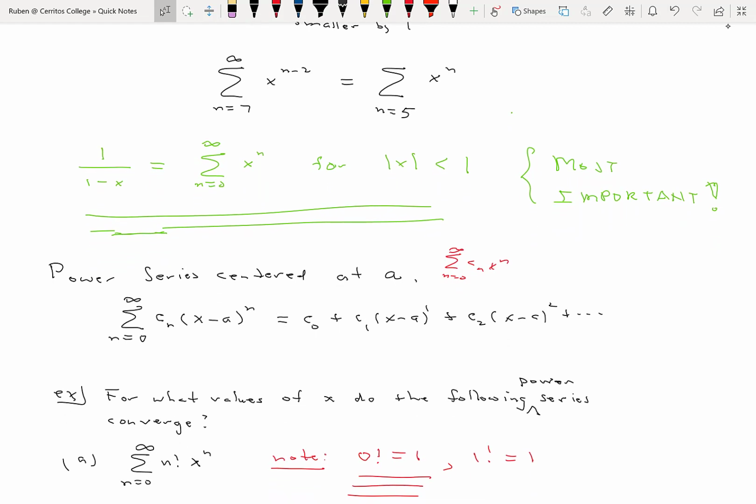Suppose we want to look at the power series where the coefficients c sub n are n factorial. c sub n equals n factorial. Notice I have the power series starting at 0. 0 factorial is defined to be 1. It may not seem logical, but 0 factorial is defined to be 1. Of course, 1 factorial is also 1, but 0 factorial is 1.